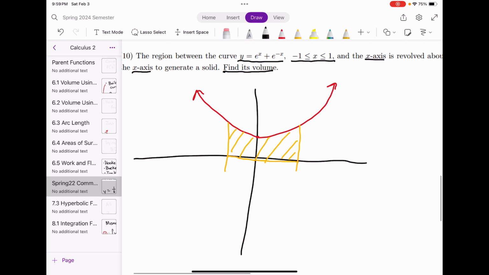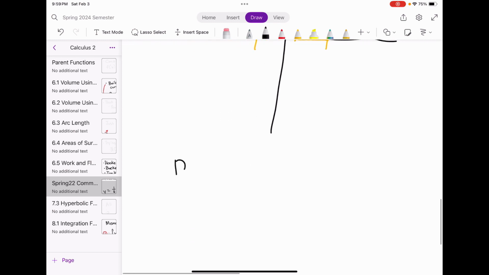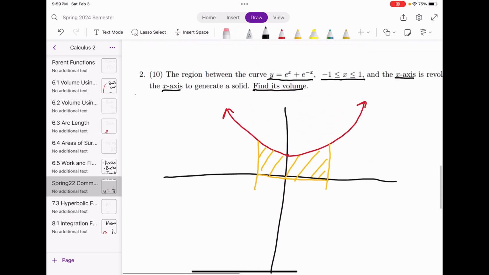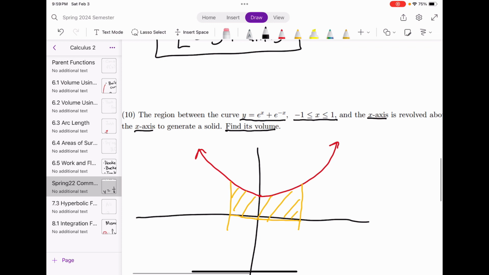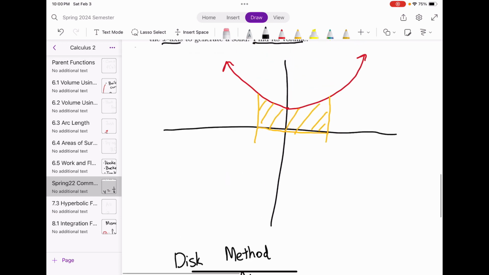To find the volume, I'm going to use the disk method. Why? It's simply the easiest one to use in this case. Washer is good too, although you're going to get the same thing, and cylindrical shell also works, but I'm going to use disk. The formula for the disk method is V equals pi, the integral from a to b. And one more thing: we're rotating around the x-axis, so we're going to be using dx.